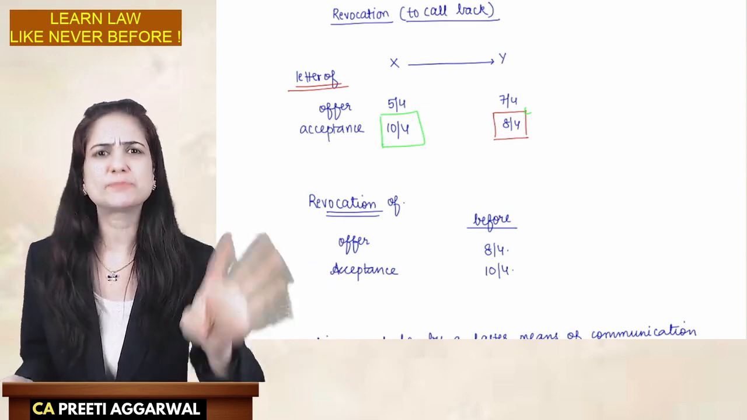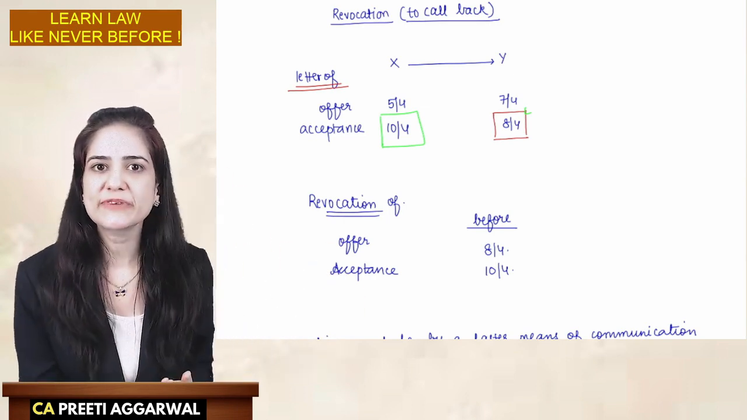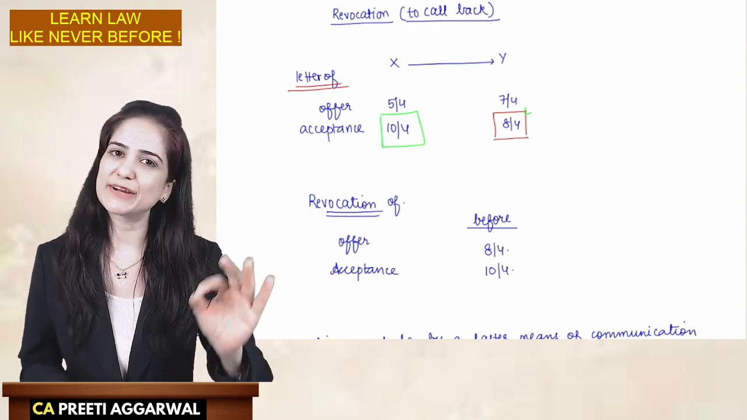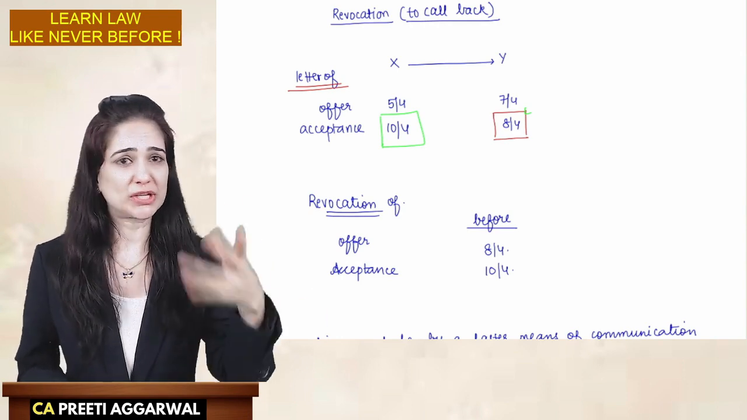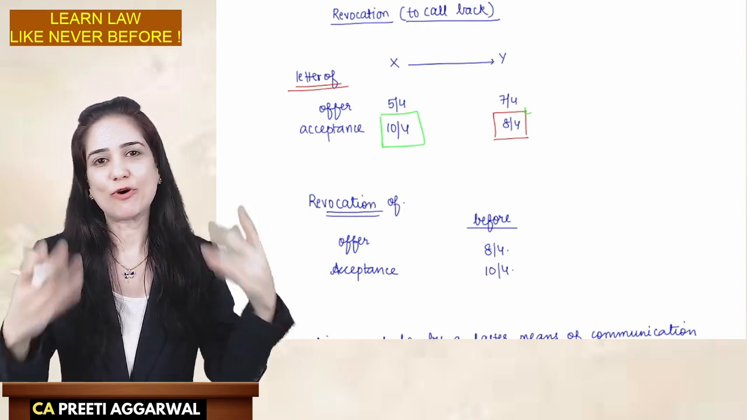But he's a foolish person. He opened the letter of acceptance first. Then a valid contract is concluded. The revocation has no use. It is void in that case.